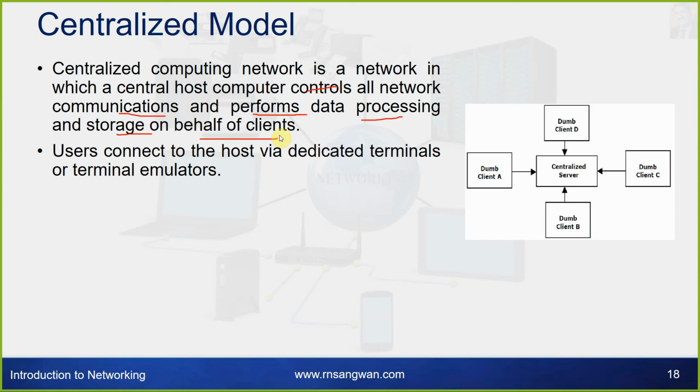We used to have this concept earlier, I remember, where dumb terminals were used to connect to the centralized server, and they never had any processing power of their own, but they used to take everything from the centralized server. So the clients used to be dumb clients. Dumb client A, dumb client B, no processing power, but the centralized server is doing everything. So they are just communicating with the centralized server, taking data and instructions and services and offering them to the end user. That is the centralized model.